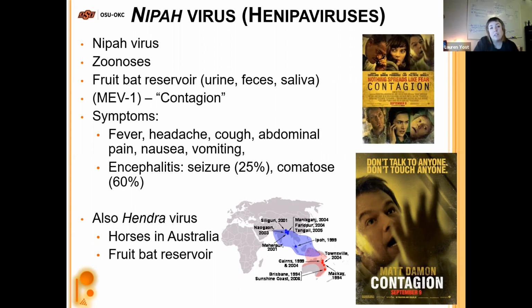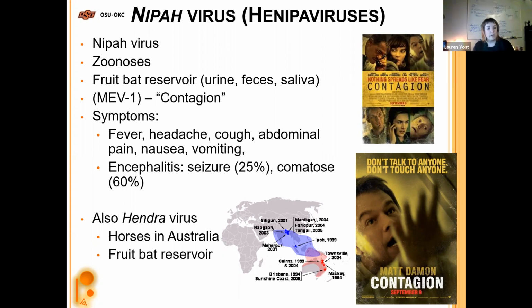Symptoms for Nipah virus in real life. This is real life, not just the movie. They stole these from real life. Real life symptoms of Nipah virus infection include fever, headache, cough, abdominal pain, nausea, and vomiting in about 25% of cases. With people who have contracted Nipah virus, you will see encephalitis associated with seizure. And about 60% of them will go comatose. It's a bad deal.